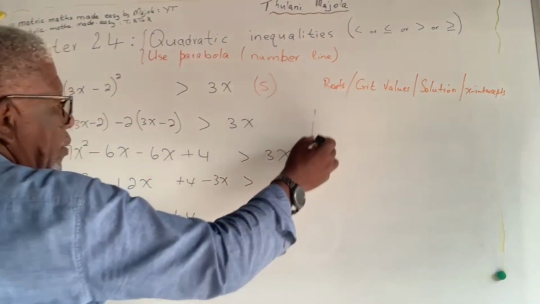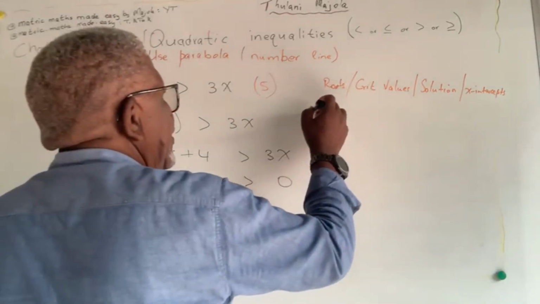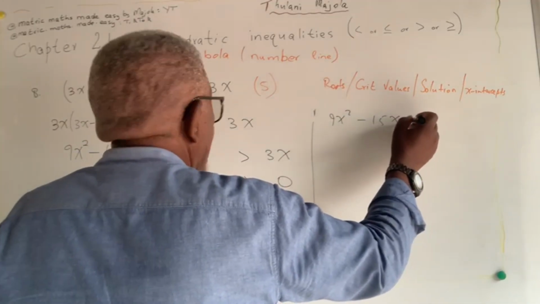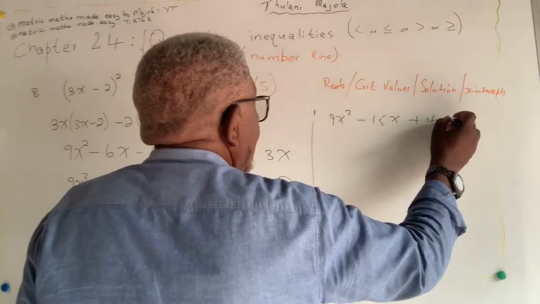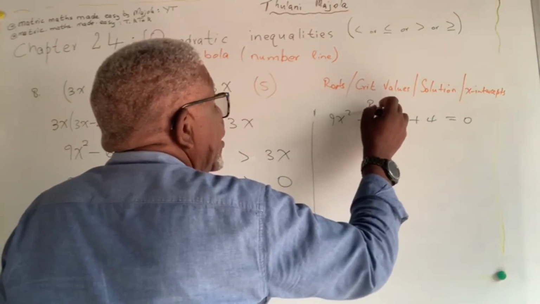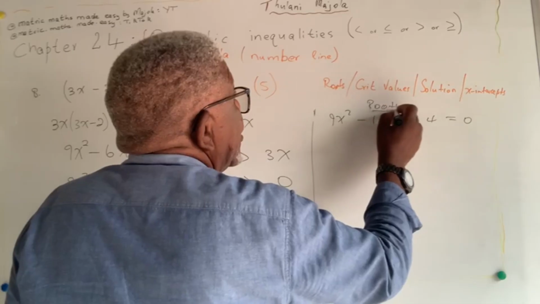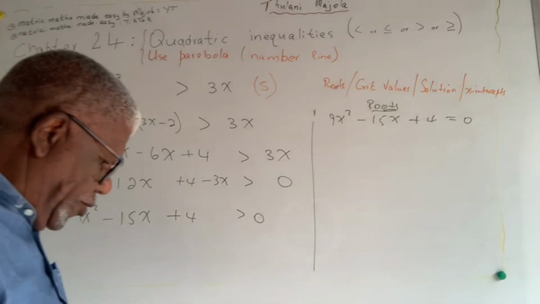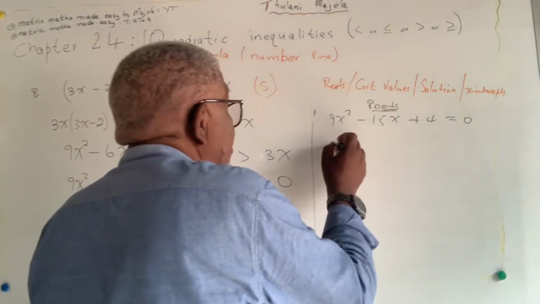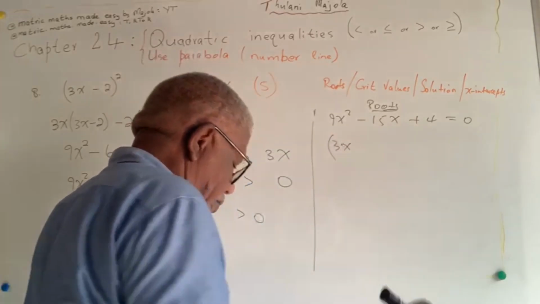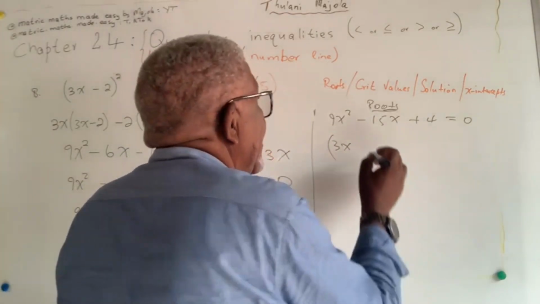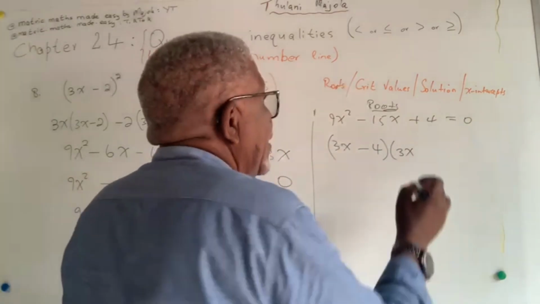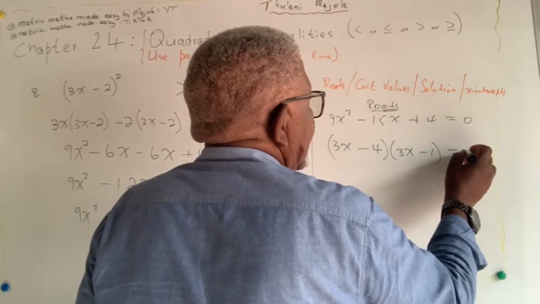Now to find the roots, we have to equate this to 0. So we've got 9x squared minus 15x plus 4 equal to 0. You find your roots, your critical values. You can use any method that you can use. So here we've got (3x minus 4)(3x minus 1) equal to 0.